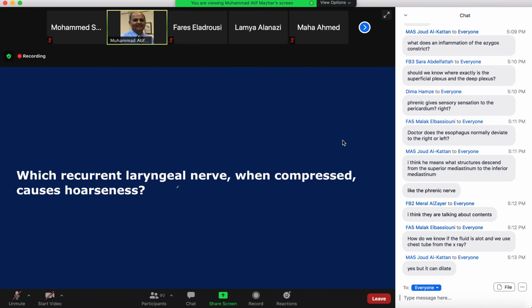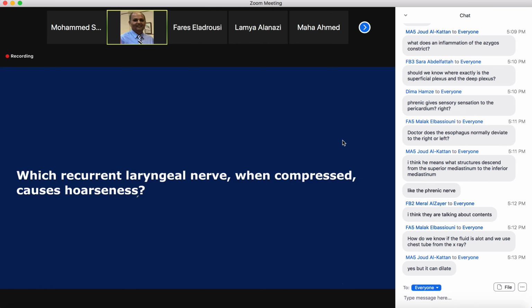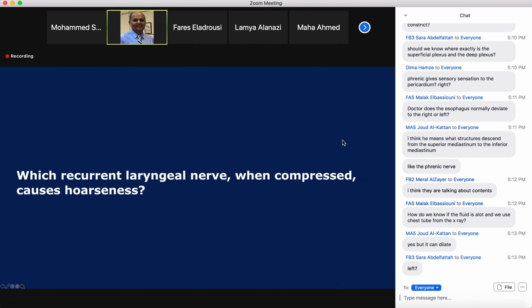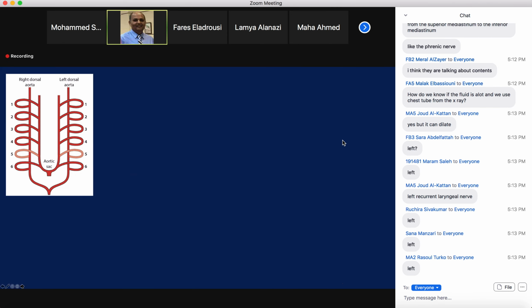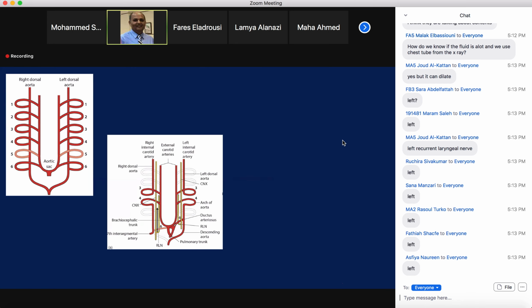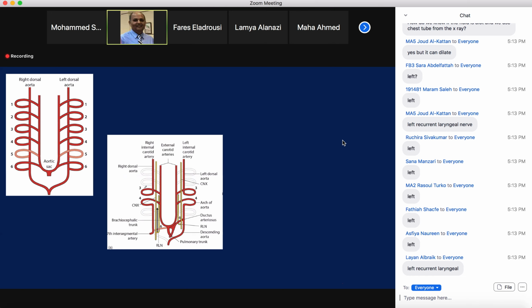Okay, guys. So which recurrent laryngeal nerve, when compressed, causes hoarseness? Okay, let's talk a little bit about recurrent laryngeal nerve. Guys, these are the aortic arches. And we all know, Paul has explained, spent good time with you, that these arches, they don't all persist. Most of them disappear. On the right side and on the left side, only some survive. So because of that, the recurrent laryngeal nerve is stuck with this arch of aorta and the ductus arteriosus, so it stays here. And the right one goes under the subclavian, because this arch is not there, so it ascends up.